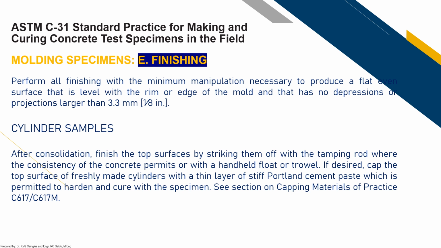Now, for finishing, after you have consolidated the concrete mixture in the mold, you are now ready for finishing. Okay, so perform all finishing with the minimum manipulation necessary to produce a flat, even surface that is level with the rim or edge of the mold and that has no depressions or projections larger than 1/8 inch. Okay, so it is the same as ASTM C192.